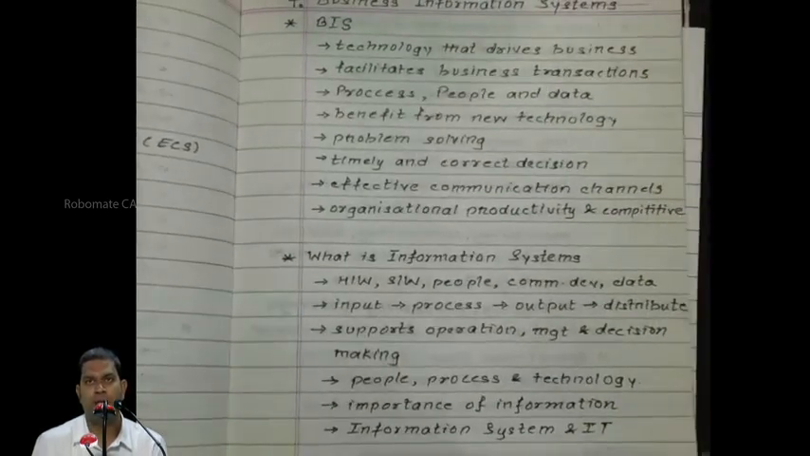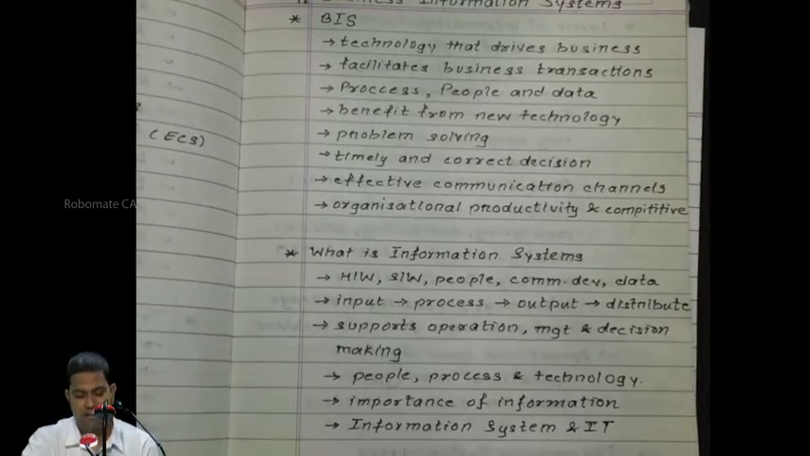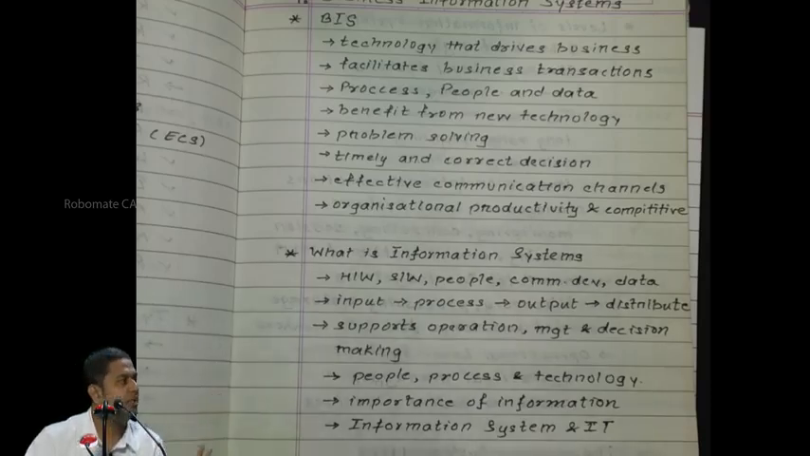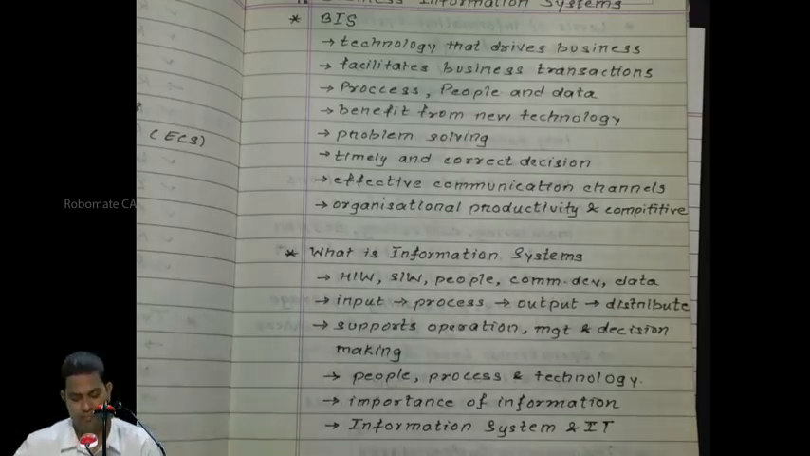We are now moving to the next part, and that is, what is an information system? An information system is a system where you will collect information, store information, process information, and disseminate information. That is, giving the right information to the right people at the right time.